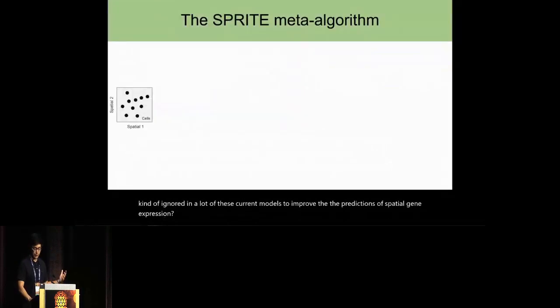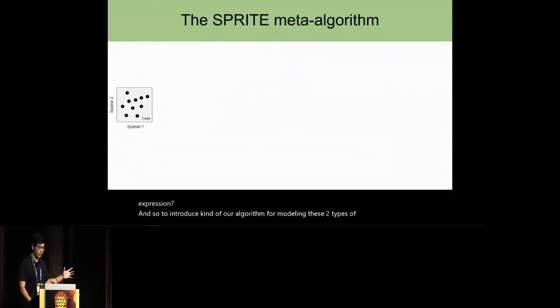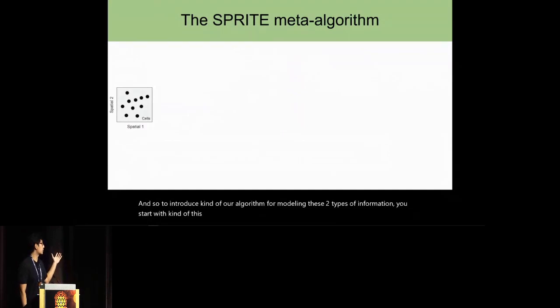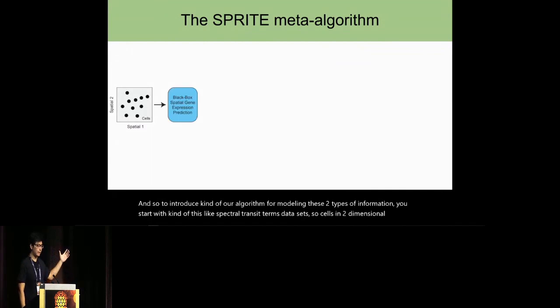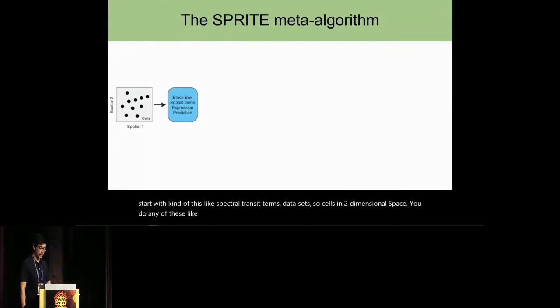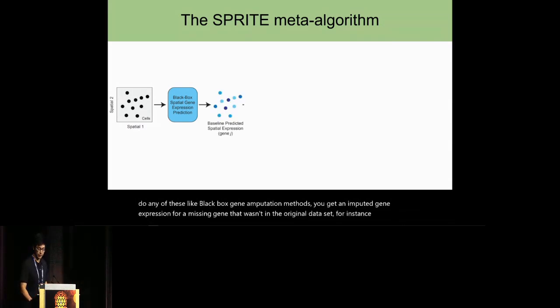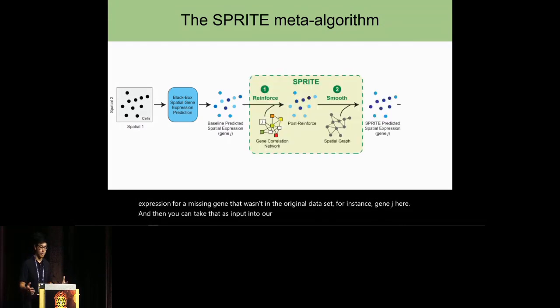And so to introduce our algorithm for modeling these two types of information, you start with a spatial transcriptomics data set, so cells in two-dimensional space. You do any of these black box gene imputation methods. You get an imputed gene expression for a missing gene that wasn't in the original data set, for instance, gene J here. And then you can take that as input into our method, which is a post-processing meta algorithm. It takes this black box imputation and does a reinforced step.